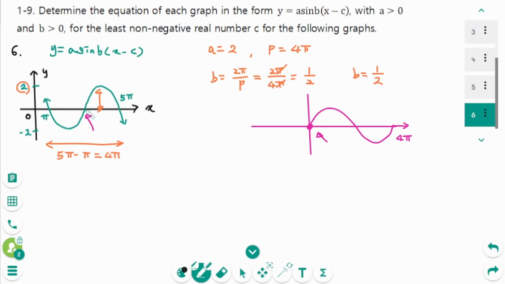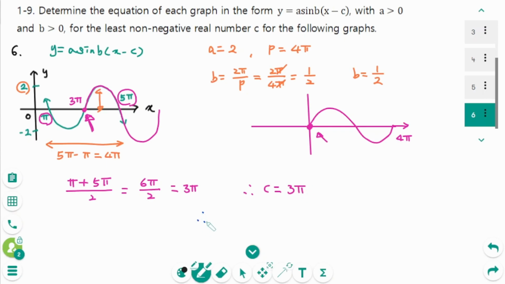And now here is the starting point. Then the graph is like this. Then this is the midpoint of pi and 5 pi. So pi plus 5 pi over 2 equals 6 pi over 2, which is 3 pi. Then this one is 3 pi. So the horizontal phase shift is 3 pi. That means C equals 3 pi.